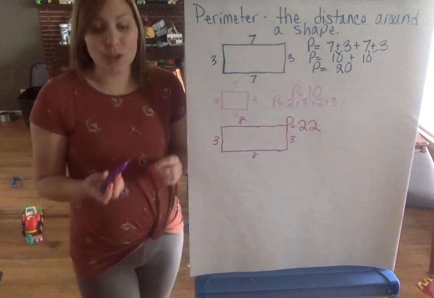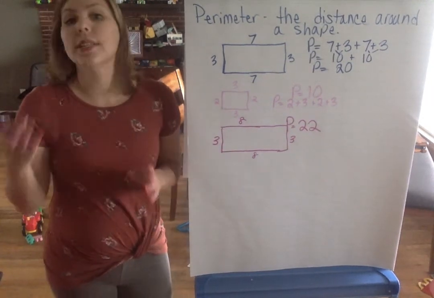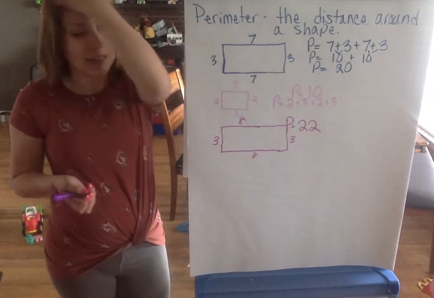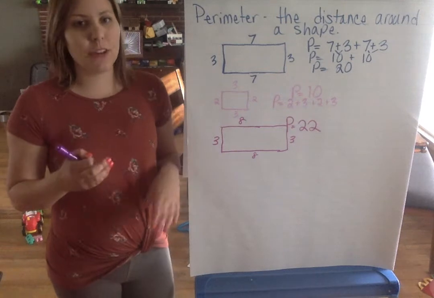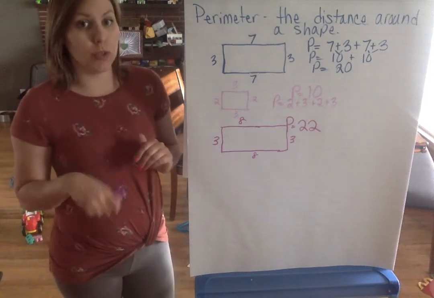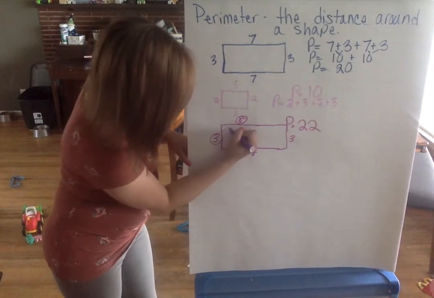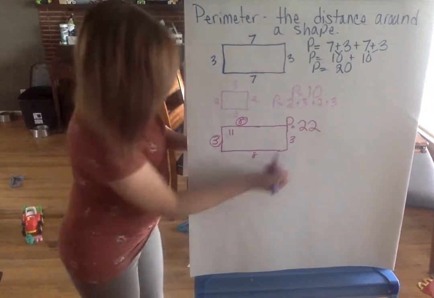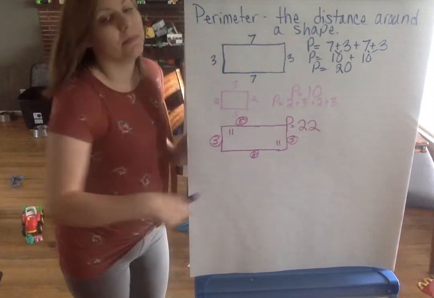So if it asks you to make a shape with a perimeter of 22 or 10 or 12 or whatever it is, the easiest way is going to be to divide that number in half and then figure out how to make that number with 2 sides, like we did here, with 8 and 3 equaling 11, because this 3 and 8 will also be 11.